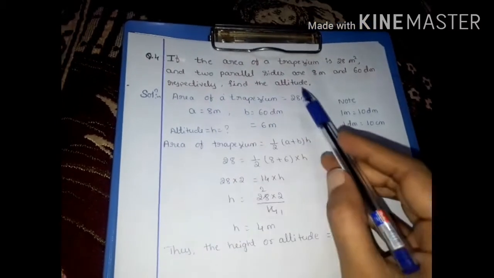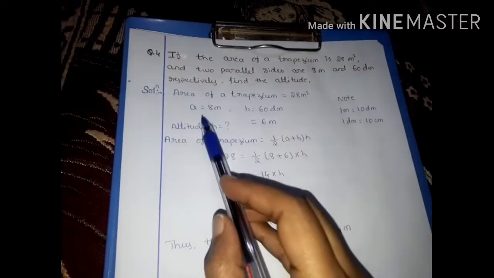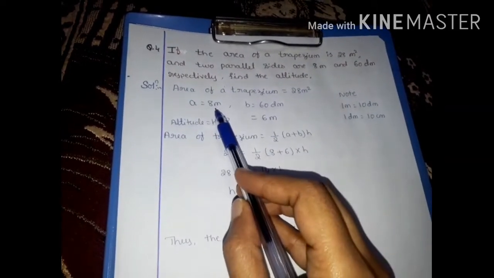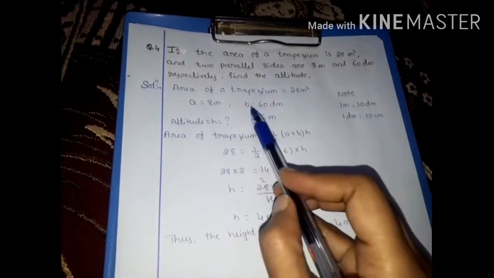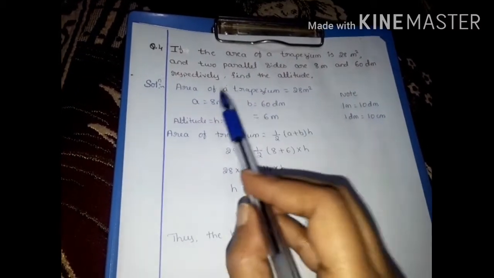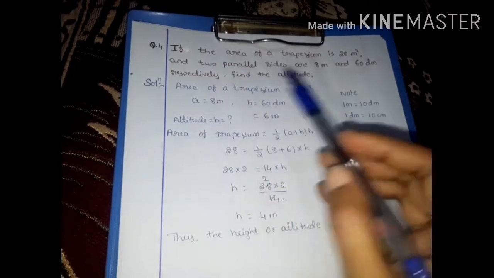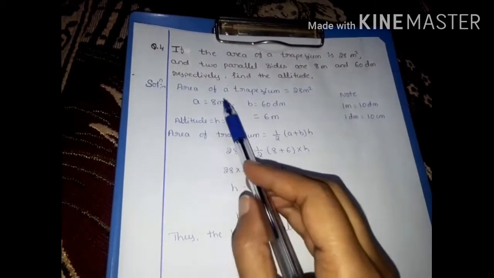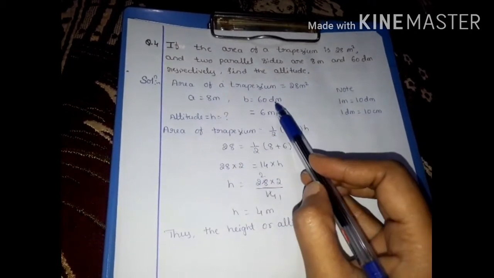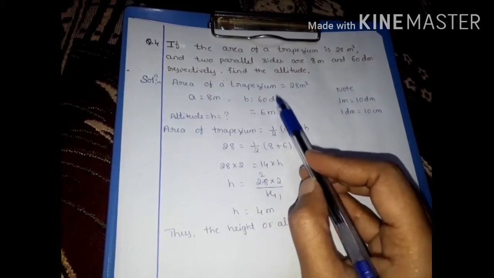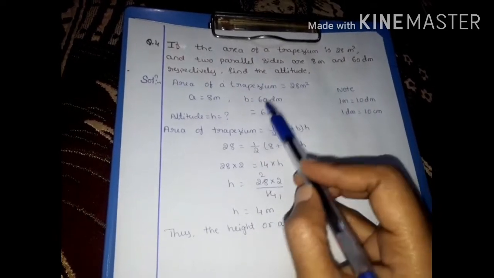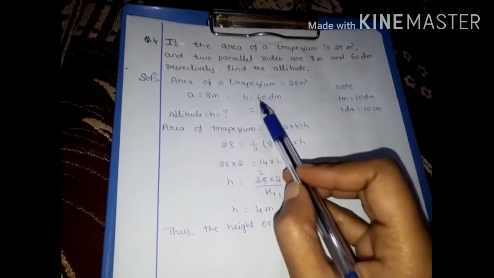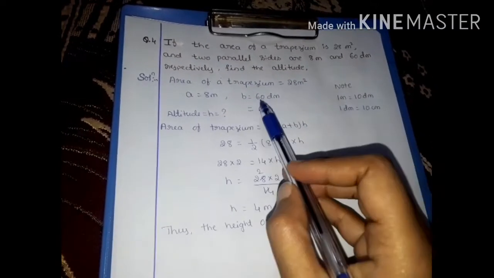First write down: area of a trapezium is 28 meter square. Two parallel sides, nothing but A and B, are given. Consider A is 8 meter and B is 60 decimeter. Here you have to observe that the area is given in meter square. One of the parallel sides, A, is given in meter; the other parallel side is given in decimeter. When two quantities have different measurements, you have to convert them into one measurement. Nothing but convert 60 decimeter into meters.